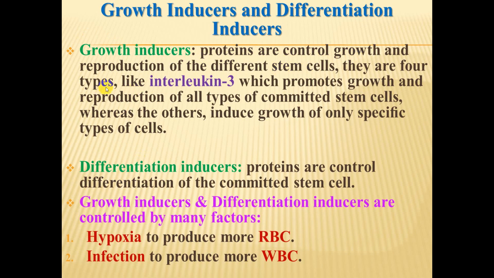There are four types, like interleukin 3, which promotes growth and reproduction. There is more than one type: interleukin 1, 4, 6 and 3. But interleukin 3 is more important. It promotes the growth and reproduction of all types of hematopoietic stem cells, whereas the others induce growth of only a specific type. So it has a more common or general function for growth of the cells.